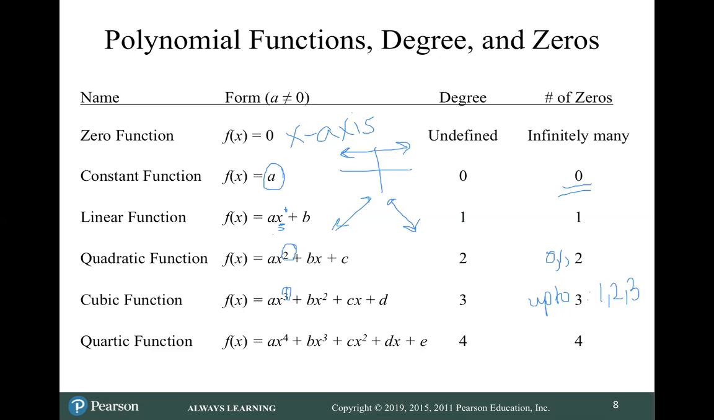And then we have our next degree, which is the quartic function. You can also call it the 4th degree function. Our highest exponent on a variable is 4. The degree, therefore, is 4. And it can cross up to 4 times. This time, 0 is included.